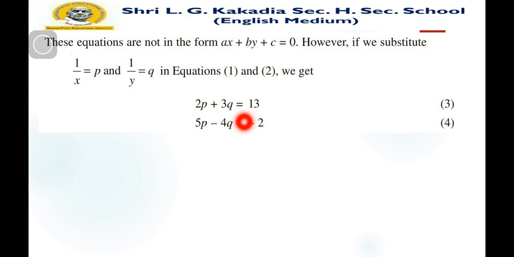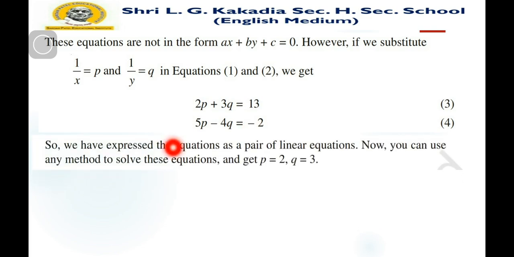Now, as we know, by using any one of the methods, substitution method, elimination method or cross multiplication method, we can solve the given equations and find the values of p and q. After finding the values of p and q, we put them back and find the values of x and y. So first let us solve by one of the methods.